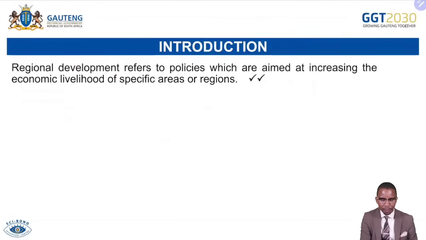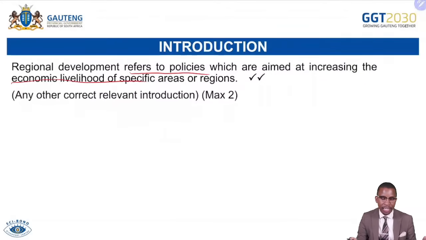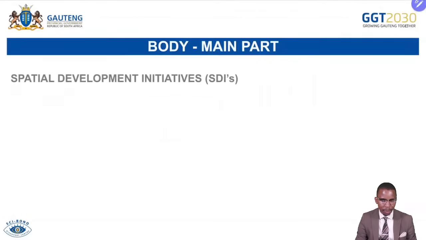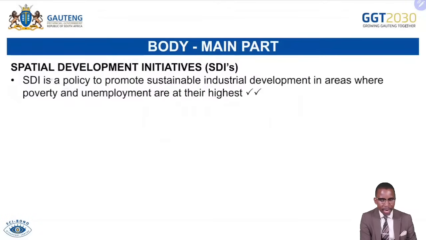Introduction. Regional development refers to the policies which are aimed at increasing economic livelihood of specific areas. Or you define industrial development, it will still be correct for 2 marks. And then main part under the body, special development initiatives, SDIs, is a policy to promote sustainable industrial development in areas where poverty and unemployment are at the highest level.